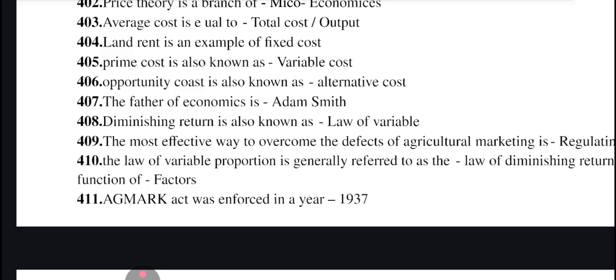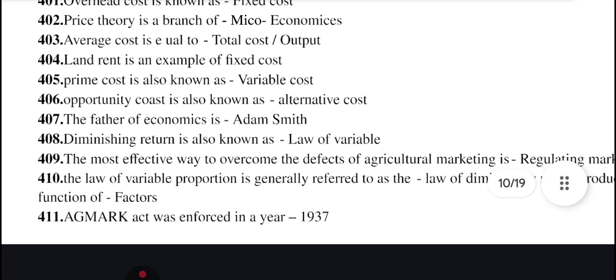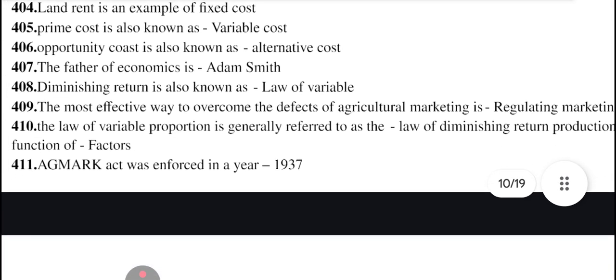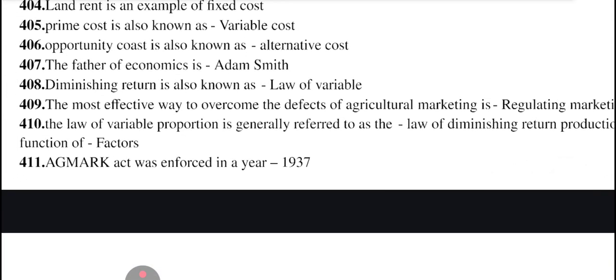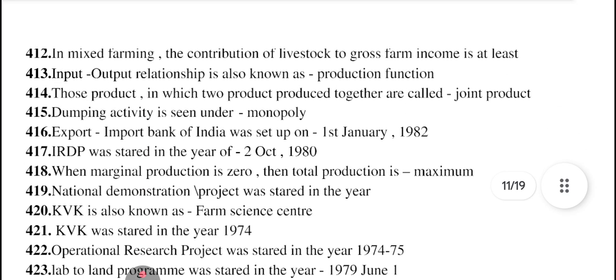Father of economics is Adam Smith. Diminishing returns is also known as law of variation. Most effective way to overcome the defects of agriculture marketing is regulating the marketing. Law of variable proportions is generally referred to as law of diminishing return production function of factors. Agmark Act was enforced in 1937.